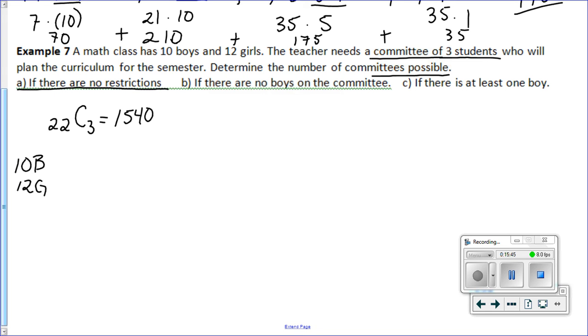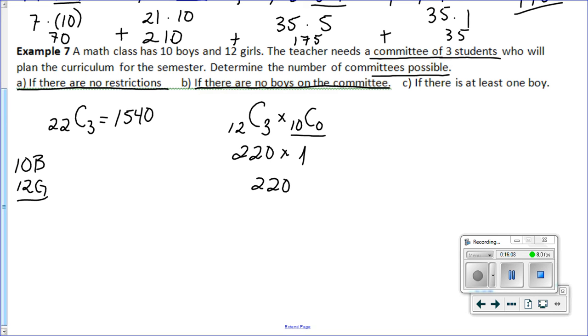And now, if there are no boys on the committee, that means the group of 3 that I'm choosing comes exclusively from these 12 girls. So 12 choose 3, and we could even say 10 choose 0. Whenever I choose 0, it's always just equal to 1, so it doesn't really change anything. But this would be 220. So there were 220 committees with no boys, so all girls.